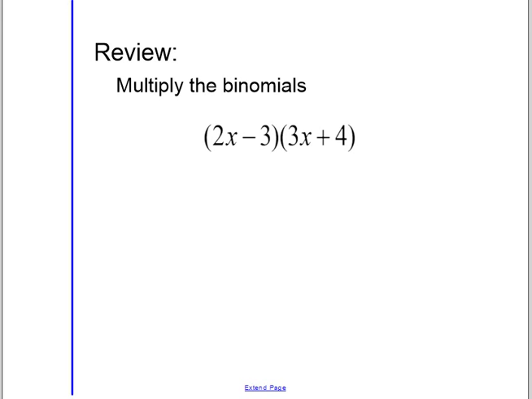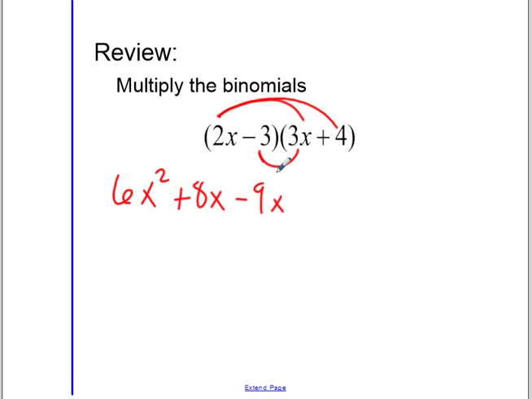To do the next kind of example you're going to see, we need to see what happens when you multiply binomials that don't just have x in the first position, like this 2 and this 3 right here next to the x's. So let's multiply this out to see what happens. 2x times 3x gives me 6x squared. 2x times 4 gives me 8x. Negative 3 times 3x, negative 9x. Negative 3 times 4, negative 12.